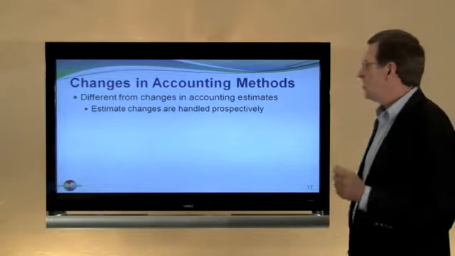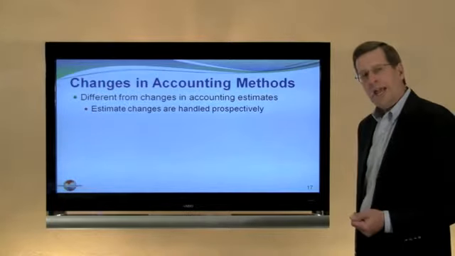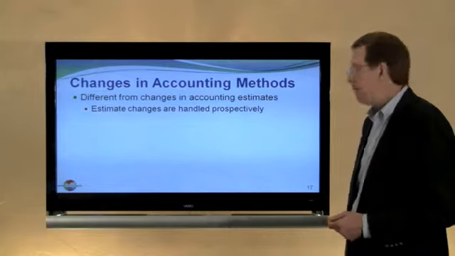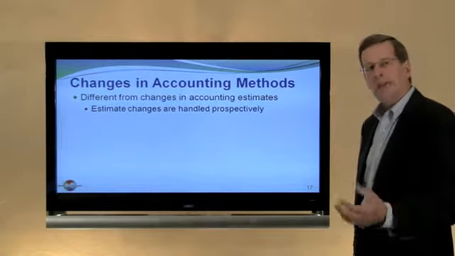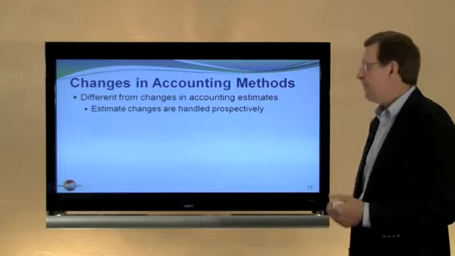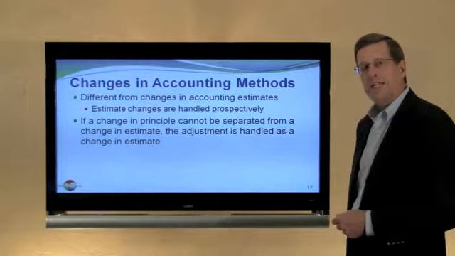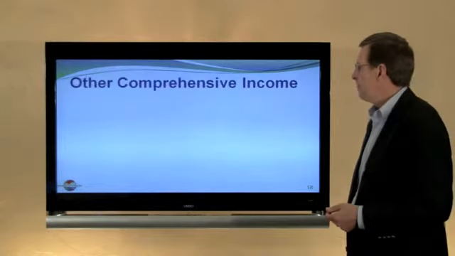Changes in accounting methods are not to be confused with changes in accounting estimates. Changes in estimates are handled prospectively. We looked at an example of this back in the earlier chapter on property, plant, and equipment. We did not make a retrospective adjustment. We accounted for the change's effects over the current and future periods. If a change in principle cannot be separated from a change in estimate, we deem it to be a change in estimate and we report it as such.